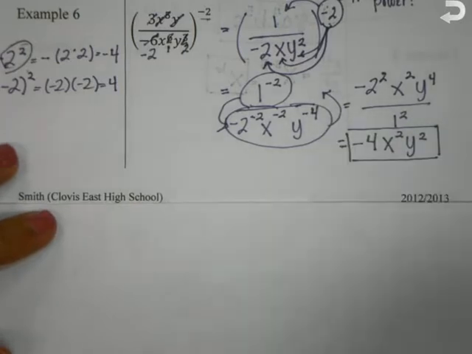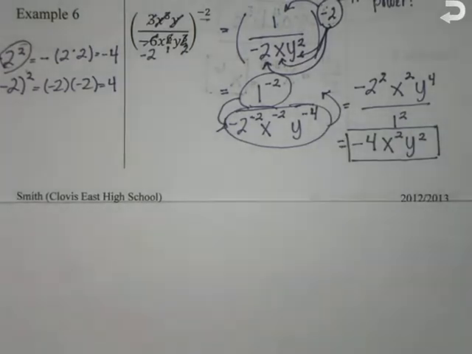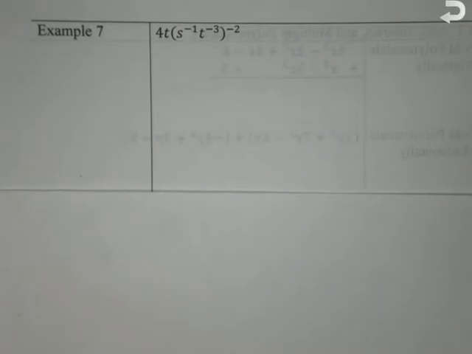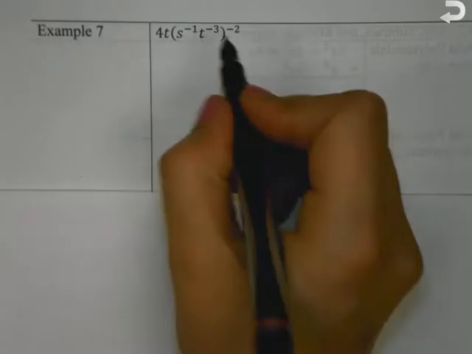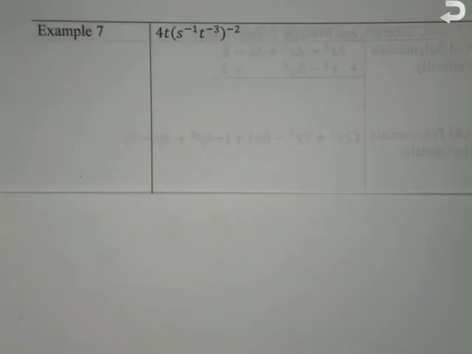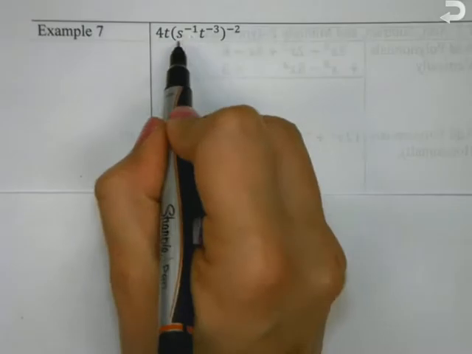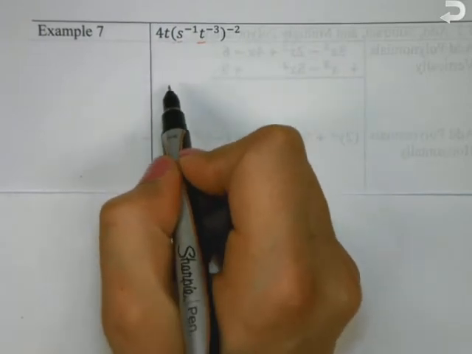So example 7, we have 4t on the outside, s to the negative 1, t to the negative 3, all of that to the negative second power. Now I don't want you to worry about any of these negatives right now, because look what's going to happen. When we follow order of operations, we do parentheses first. Inside, there's nothing else we can do, right? Because s's and t's can't be combined. So then we go to exponents, which means I have to do this guy. So I'm going to distribute that negative 2 exponent to the s and to the t.